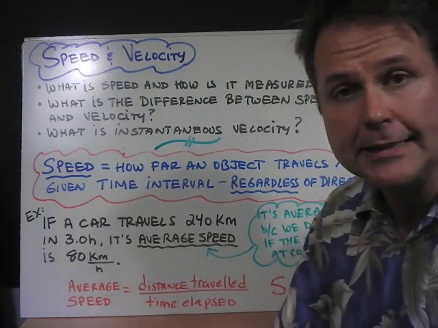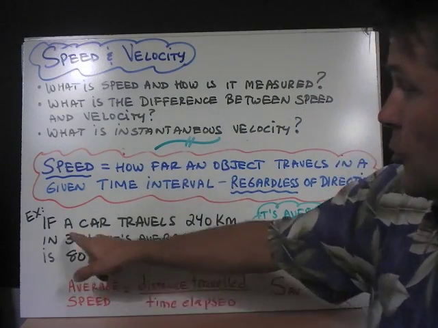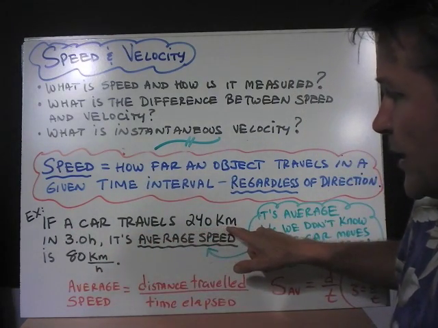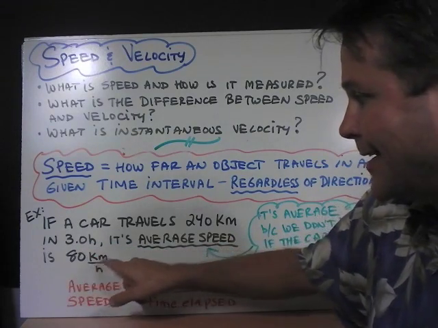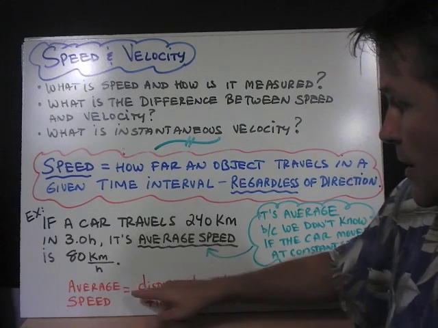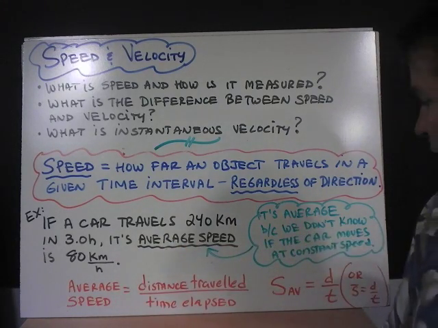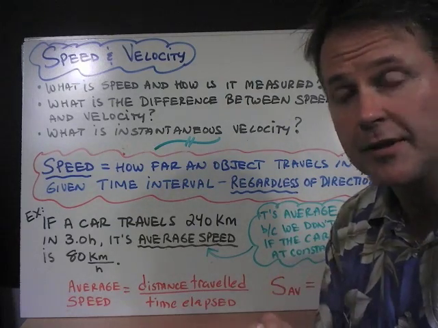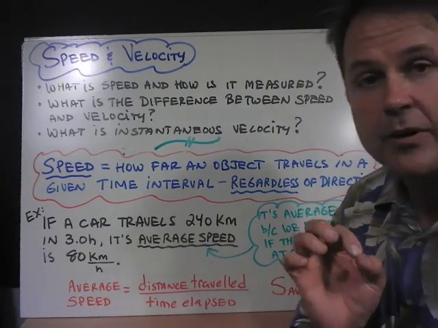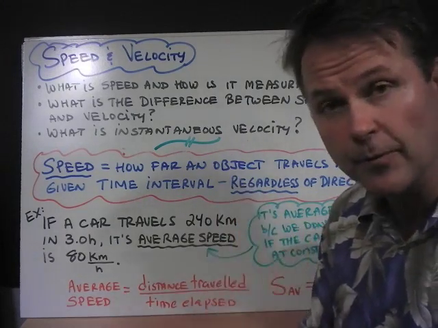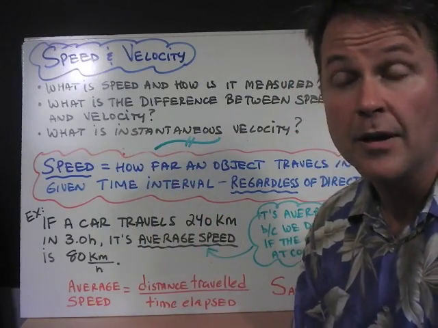So speed is distance divided by time, distance traveled divided by time. So if a car travels 240 kilometers in 3 hours, its average speed is 80 kilometers per hour. We call that the average speed because we don't know if the car is actually traveling at a constant speed or not through that distance of 240. All we know is we traveled that distance 240, and it took 3 hours.